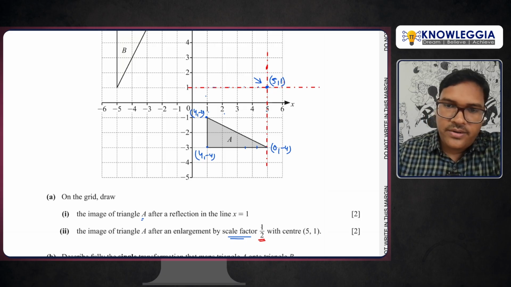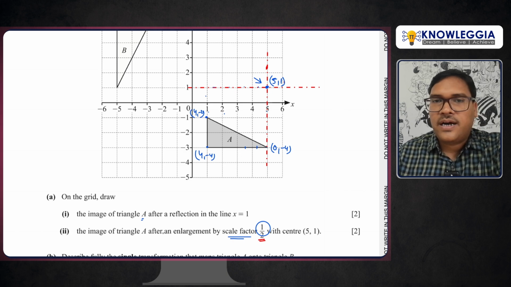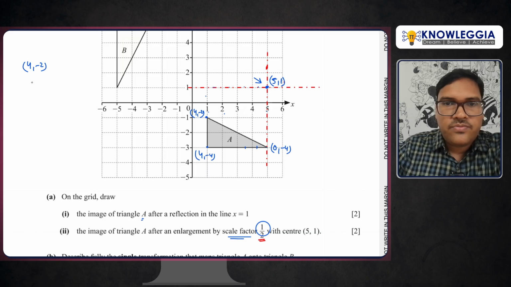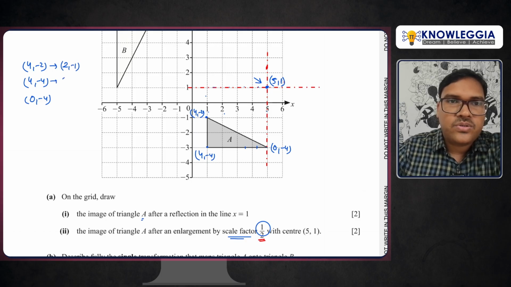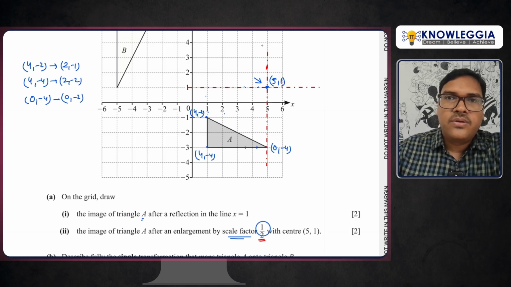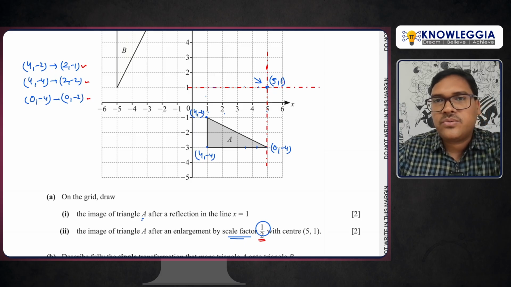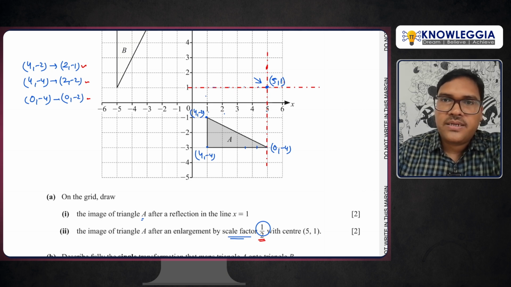Now we have to make an image with scale factor half. So we have the vertices 4 comma minus 2, 4 comma minus 4 and 0 comma minus 4. Now since we have to make a scale factor of half, just multiply everything by half. So this is 2 comma minus 1, basically everything divided by 2. So this is 2 comma minus 2 and this will become 0 comma minus 2. Now plot these points with respect to 5 comma 1, considering this as the center origin. Then plot this. So 2 comma minus 1, you can clearly see 2 comma minus 1.